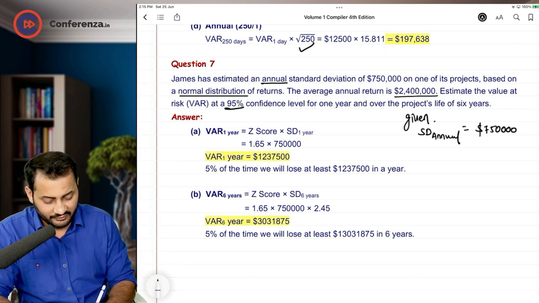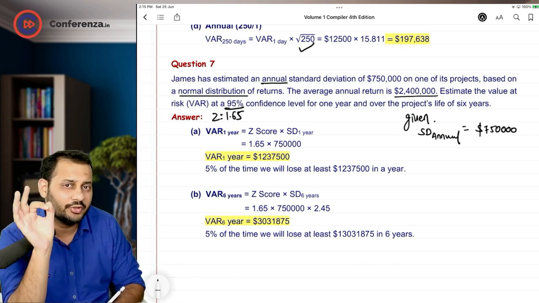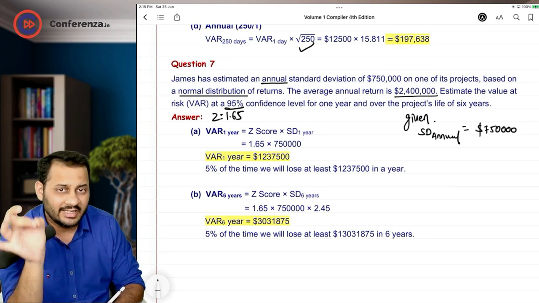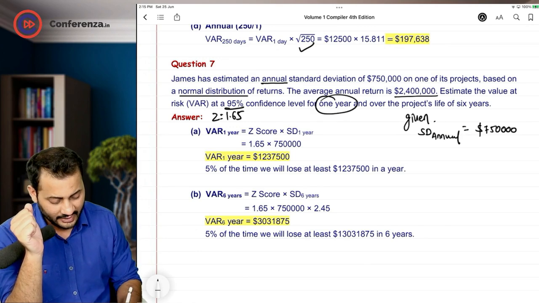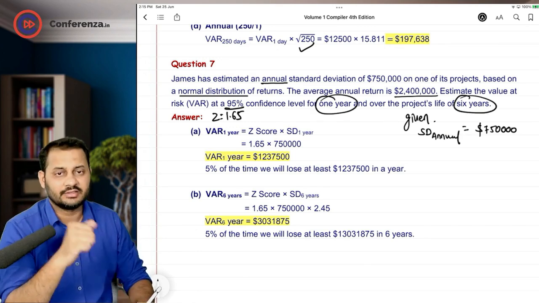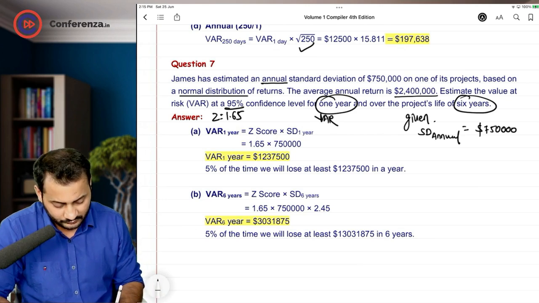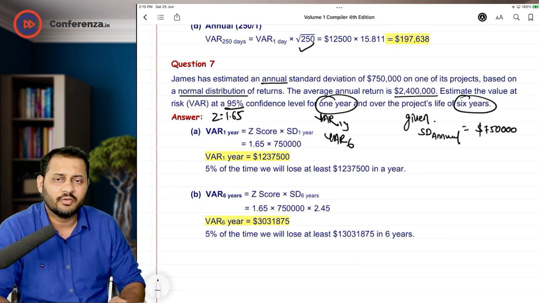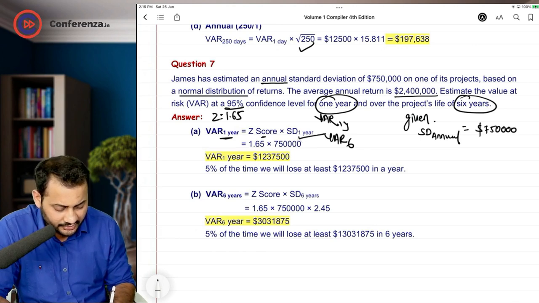When they say 95%, the answer should be 1.65 Z. When they say 99%, the answer should be 2.33. When they say 90%, the answer should be 1.28. Okay. For 1 year and over the life of 6 years, you have to calculate the VAR for 1 year and VAR for 6 years. How to do that? It's very simple, sir. VAR for any period is equal to Z score into standard deviation for that period.